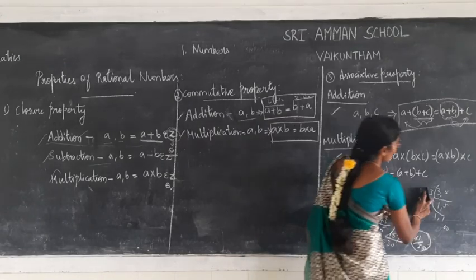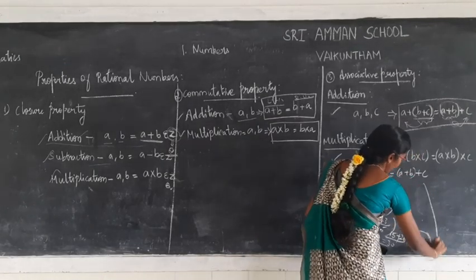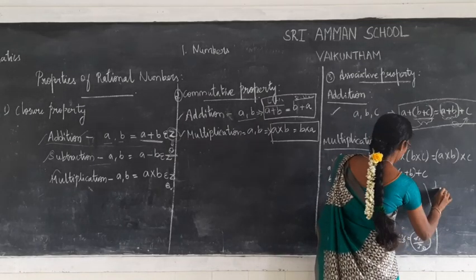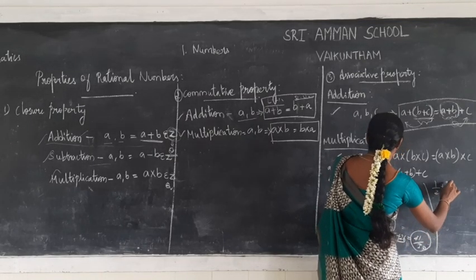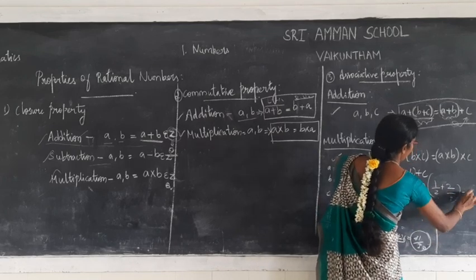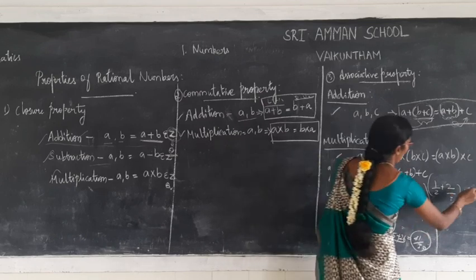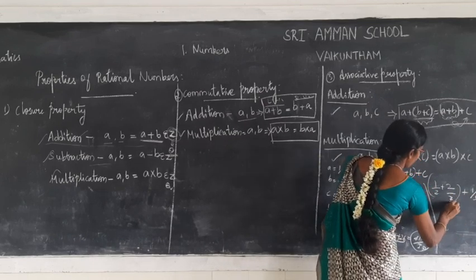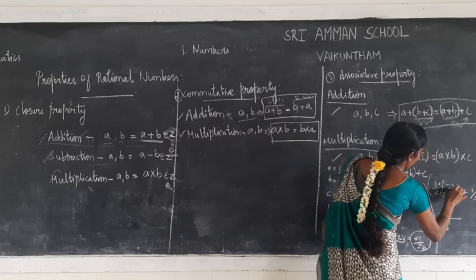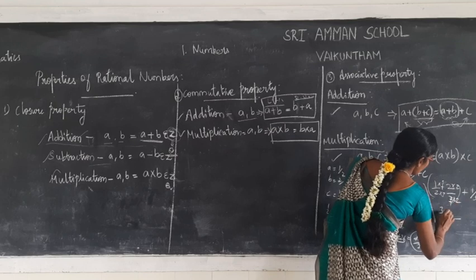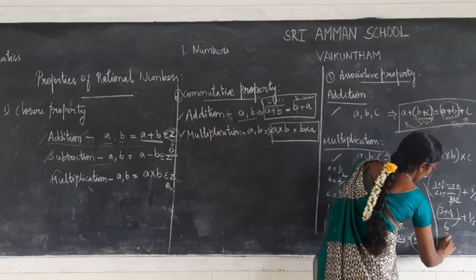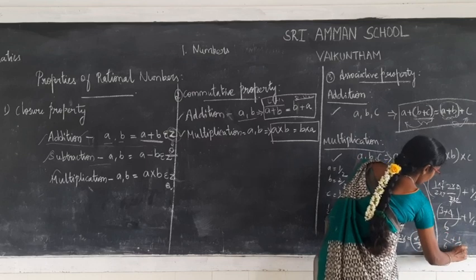Okay. So now we are going to do the right hand side. So the left hand side answer is 41 by 30. So the right hand side, 1 by 2 plus, what is it? 2 by 3, bracket, plus c. What is c? 1 by 5. So you have to take LCM. If you take LCM, you will get 6. So into 3, into 3, into 2, into 2. So 3 plus 4 plus 1 by 5. So 7 by 6 plus 1 by 5.